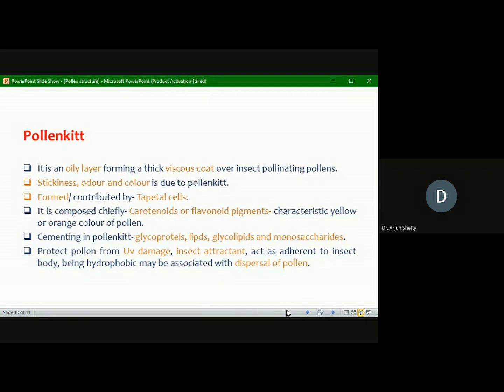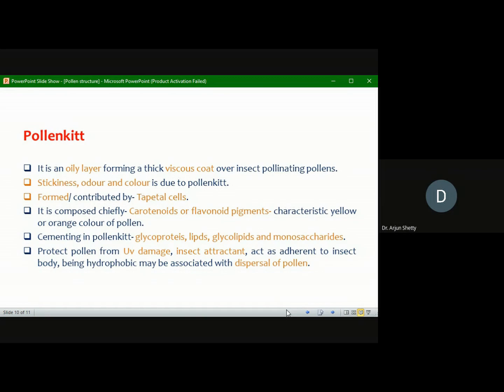Glycoproteins. Have you studied the fluid mosaic model? You have studied about the membrane, with hydrophilic as well as hydrophobic layers. Like that, we can see glycoproteins, and the lipids, the glycolipids, and the monosaccharides. And these monosaccharides may be glucose or fructose, right?